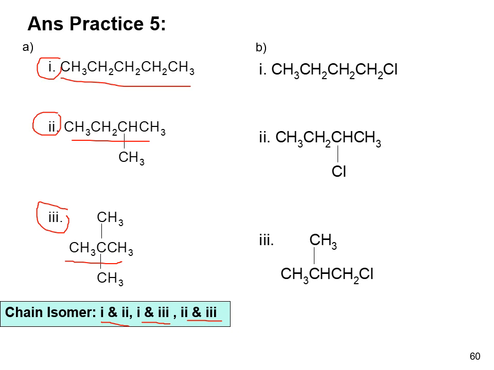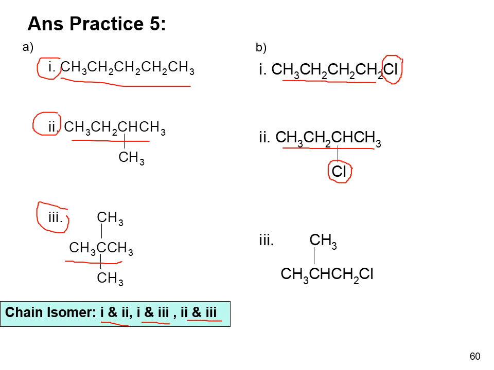How about B? B, be careful, straight chain 4 carbon. This one, straight chain 4 carbon. There is a functional group at position number 1. There is a functional group at position number 2. So what are the isomers between structure 1 and structure 2? I think you all should know, right?